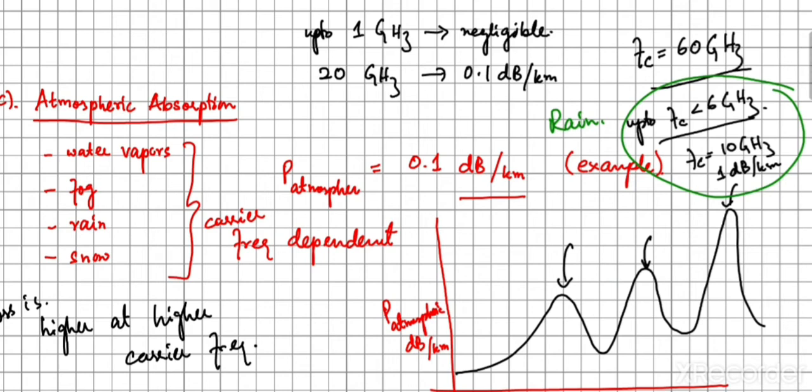By and large, the atmospheric absorption is therefore quite low or negligible at low carrier frequencies. For instance, until 1 gigahertz, or even up to 6 or 10 gigahertz, the loss is quite low, but it increases up to 10 dB per kilometer at carrier frequencies of, for instance, 60 gigahertz. Now the next topic that we are going to talk about is thermal noise, which is often characterized in terms of the noise floor.